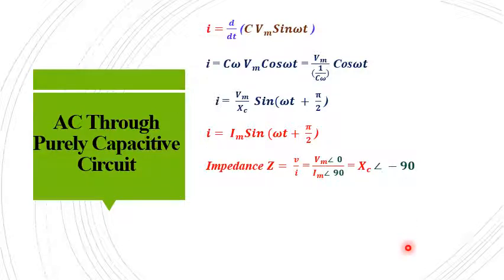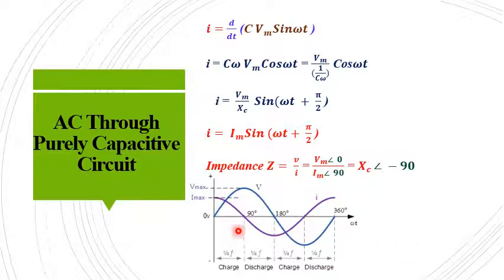Next we can see the wave representation of voltage and current through the capacitive circuit. So voltage V equals Vm sin omega t. Then the current is 90 degrees ahead of the voltage waveform. That is, when the voltage is 0, the current has already attained its peak value. Then only after 90 degrees of the current waveform, the voltage attains the peak value.